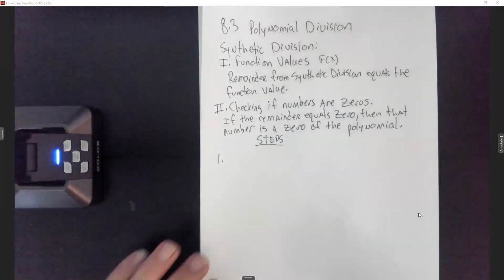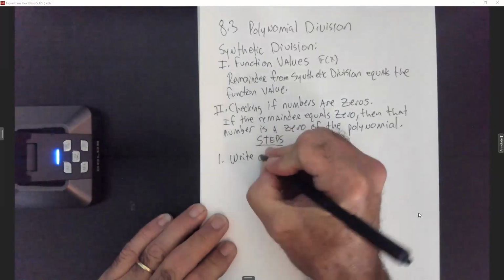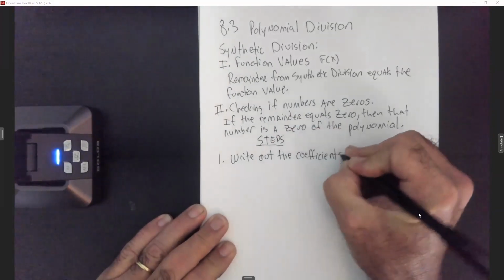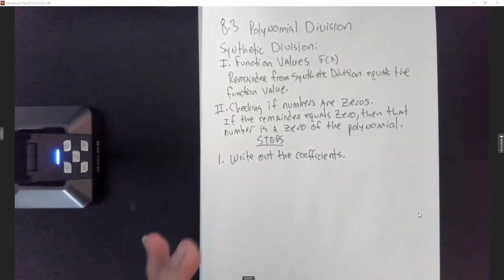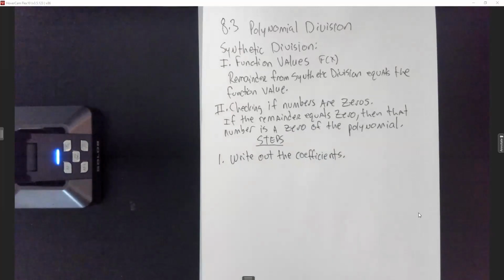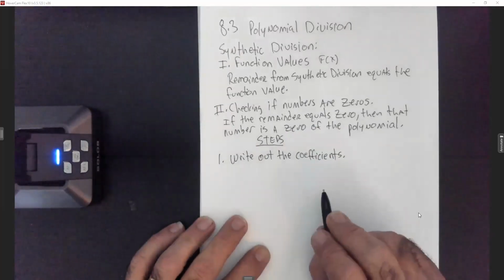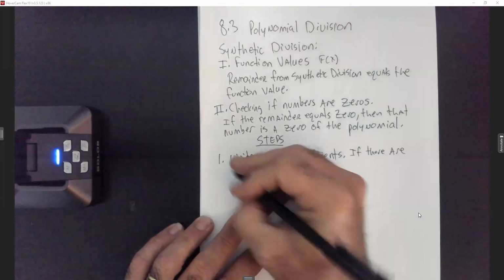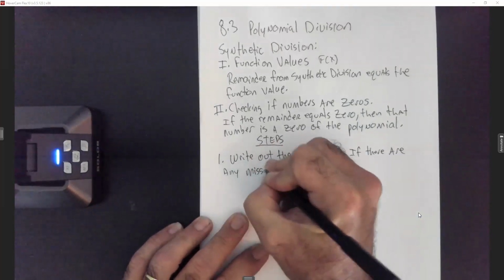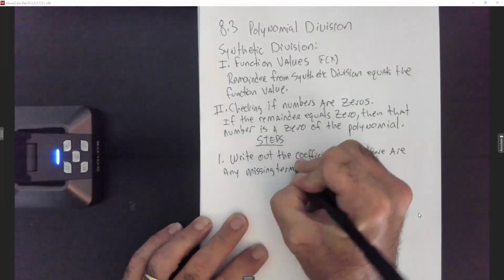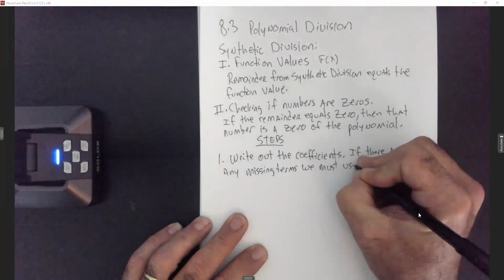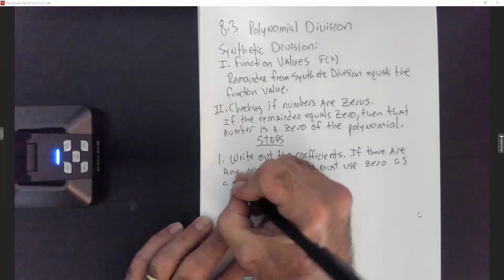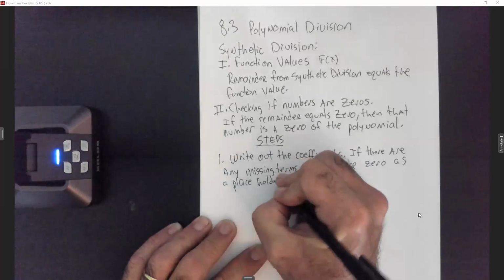All right, the first thing you're going to do is write out the coefficients. And the coefficients are just the numbers in front of my variables, okay? It's all the numbers of that polynomial. Here's the thing about the coefficients. If there are any missing terms, we must use a 0 as a placeholder for that term.